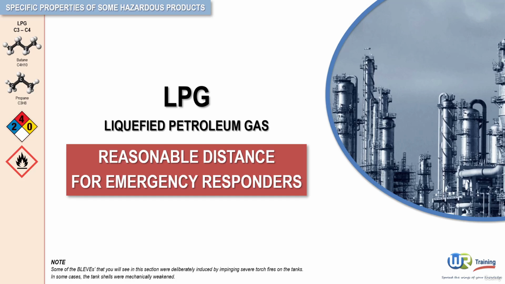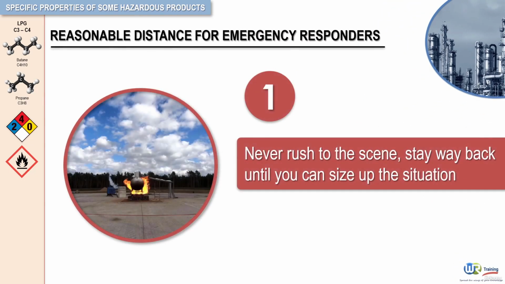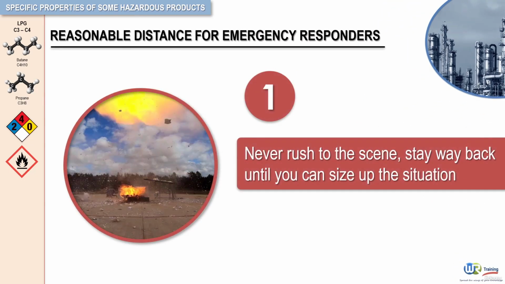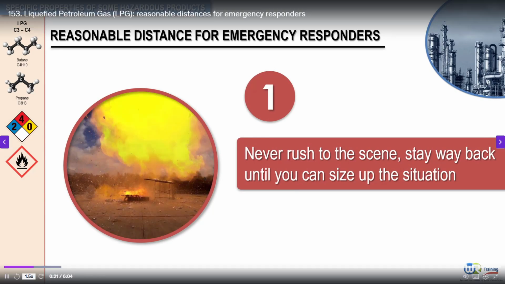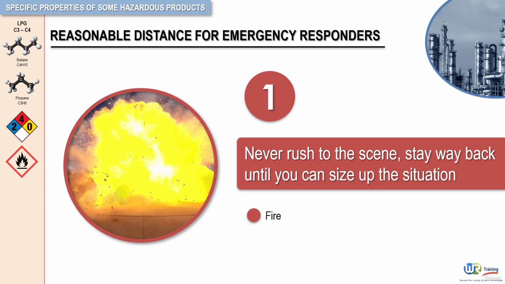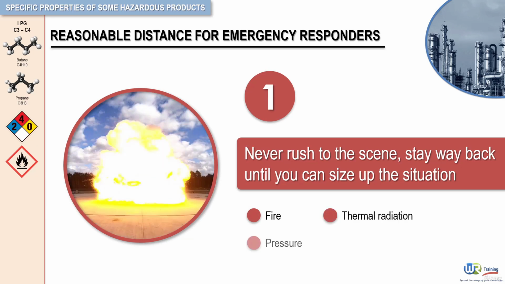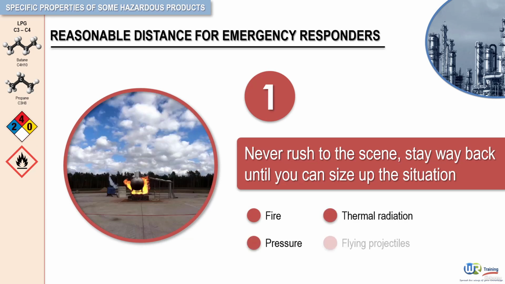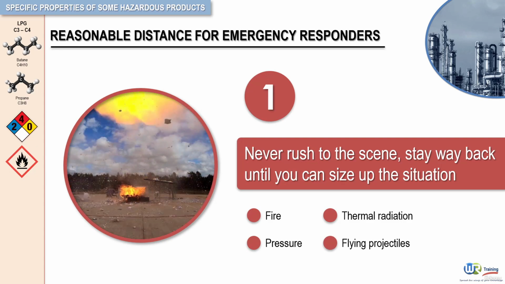Okay, now what is a reasonable distance for emergency responders to approach in assessing a potential BLEVE situation? This is a key question. A BLEVE involving a flammable substance poses 4 main dangers. These are fire, thermal radiation from the fireball, pressure from the blast, and flying projectiles, with the projectiles being the farthest reaching danger of all.